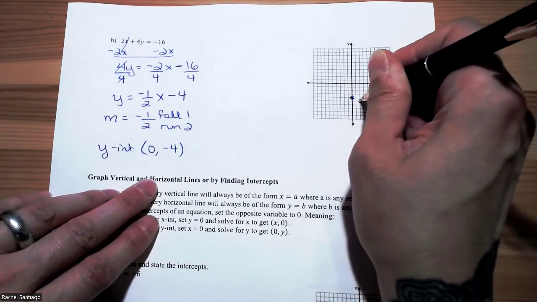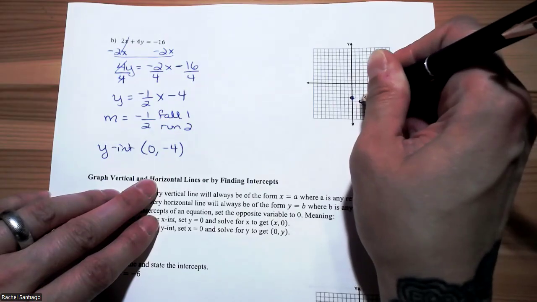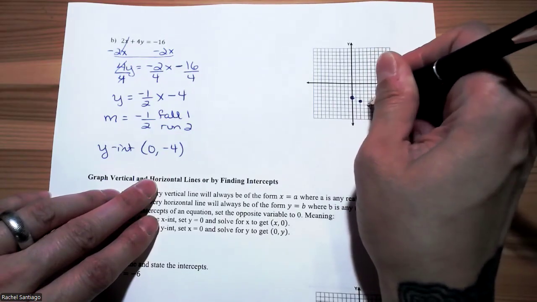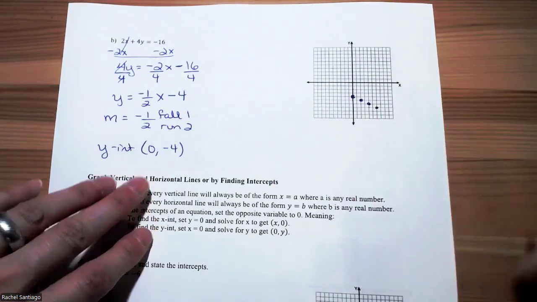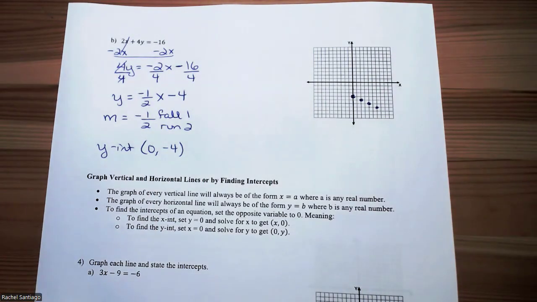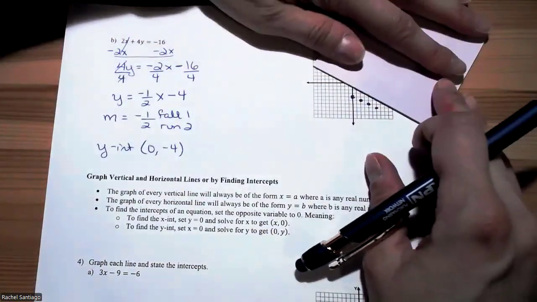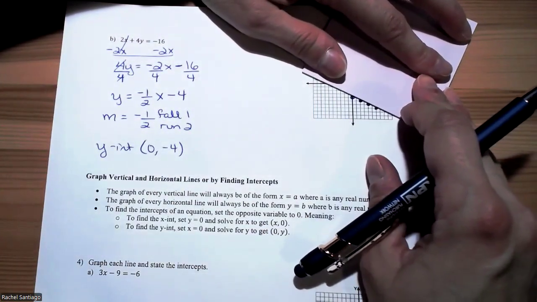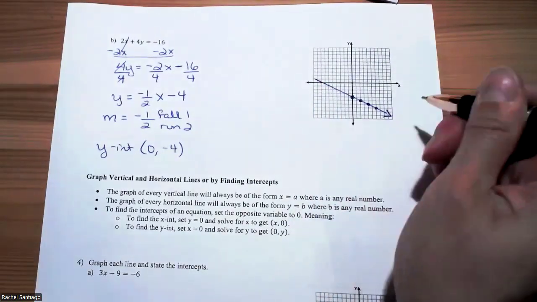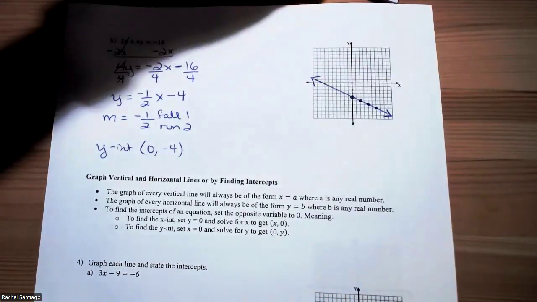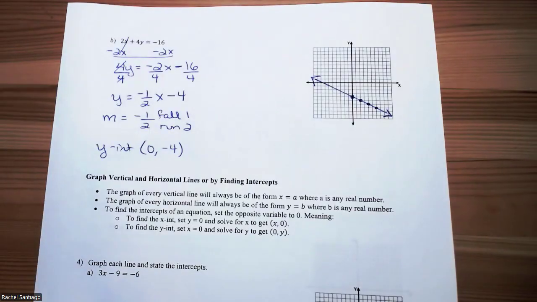Notice I'm not running backwards. I never run backwards. Fall 1, run 2. I'm doing it again. How about one more time? I found several points so that way it's very easy to ensure that this line is perfectly straight. So we're going to line that up, connect, draw some arrows, and voila, we are done. Cool. Nice recap on graphing using slope-intercept form.